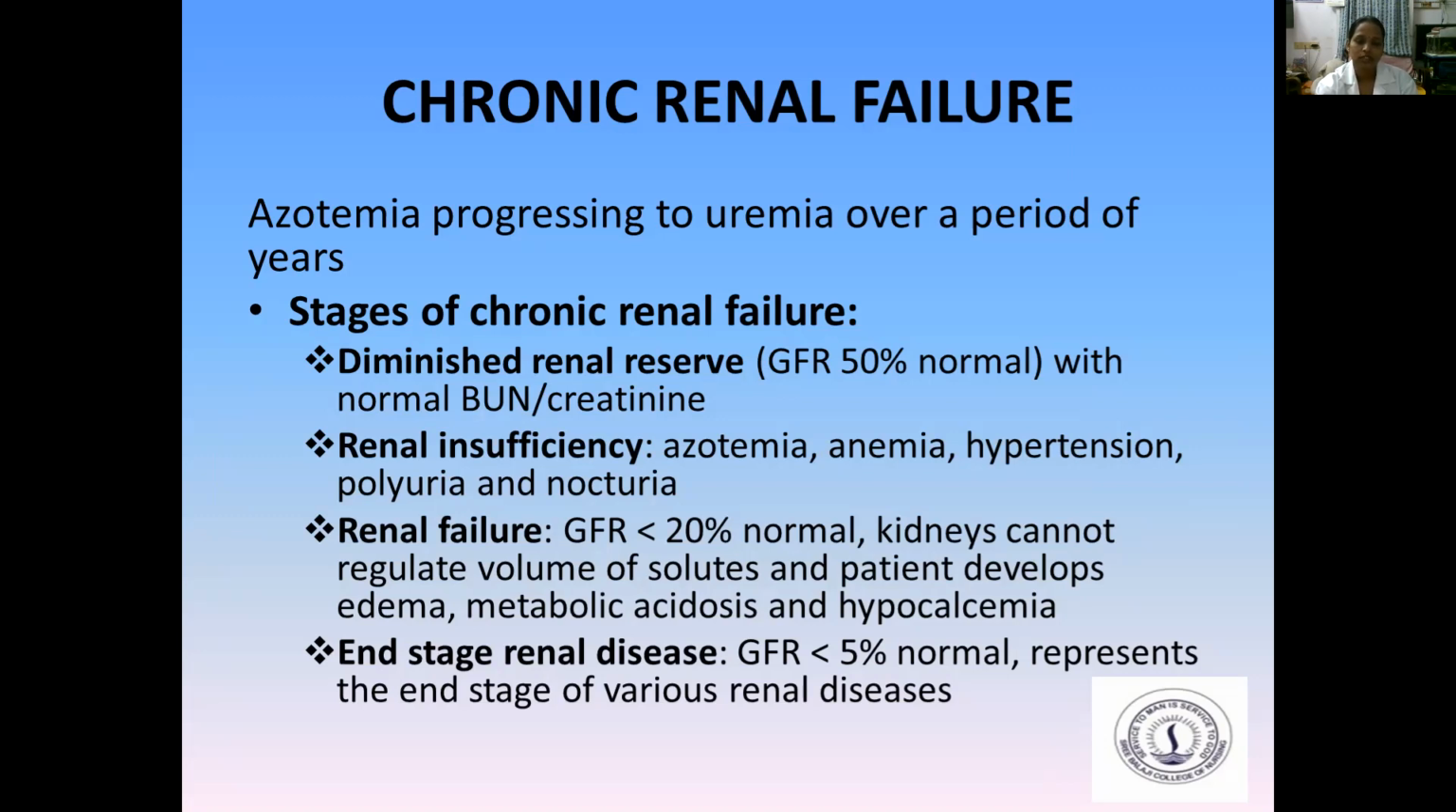So renal failure, when the glomerular filtration rate is less than 20% of normal, then kidneys cannot regulate the volume of the solutes and the patient develops edema, metabolic acidosis, and hypocalcemia. Then the last stage is end-stage renal disease. That is, the GFR is less than 5% of normal and represents the end stage of various renal diseases. So totally we have 4 stages: diminished renal reserve, renal insufficiency, renal failure. Finally, we have end stage renal disease.